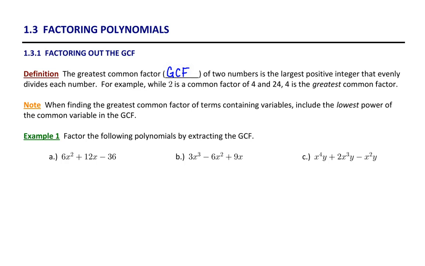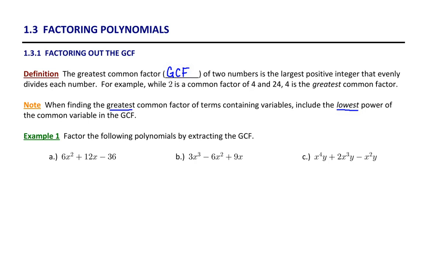Note, when finding the greatest common factor of terms containing variables, we're going to include the lowest power of the common variable in the GCF. So it's kind of confusing to your brain sometimes. We're looking for the greatest common factor, but this is going to include the lowest power of the common variable. So let's try a couple of examples.